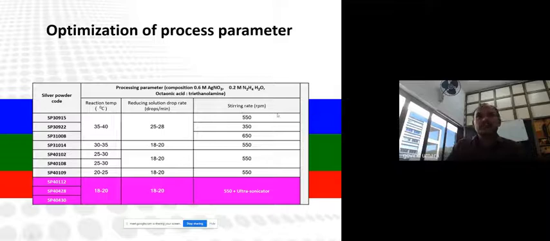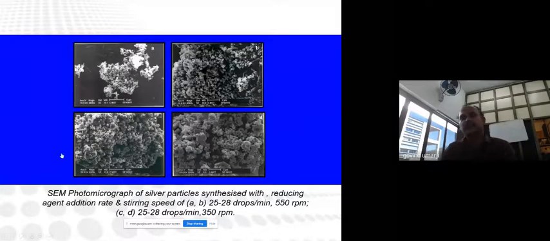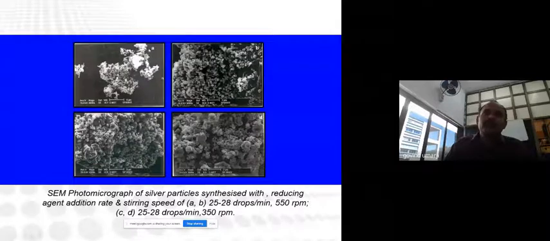Then the stirring rate also, what we observed, needs to be optimized and the exact rate found. So after varying these parameters, these are the various morphologies that we observed. In this scanning electron microscopy, figures A and B are the images observed when we keep the drop rate at 25 to 28 drops per minute, and the stirring rate at 550 rpm.